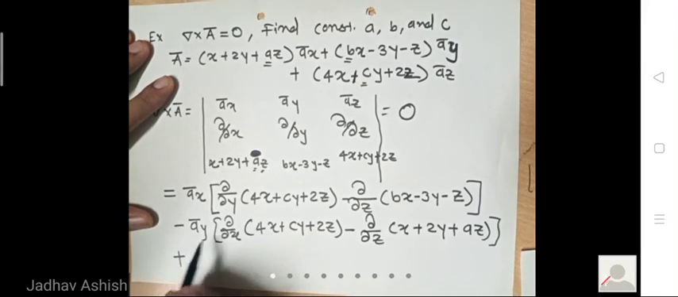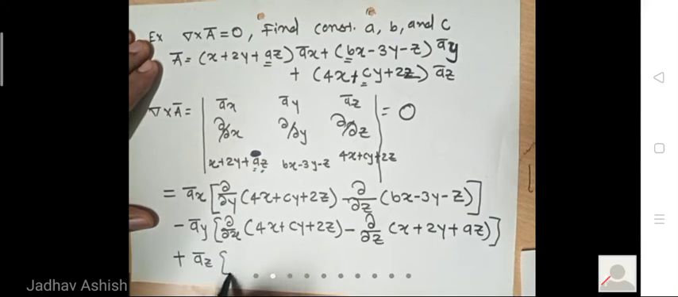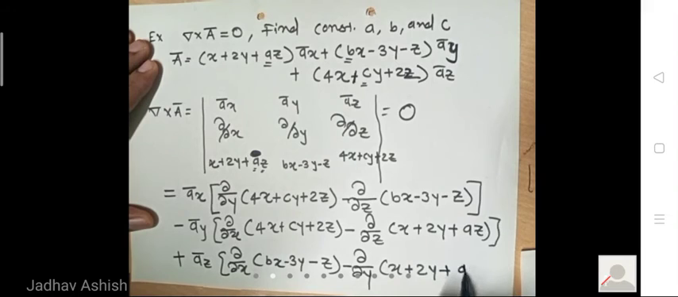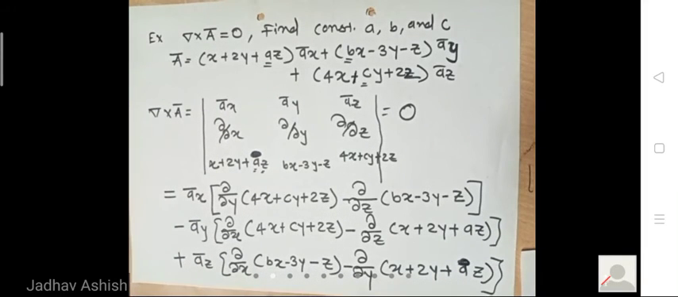Right? Plus a bar z into bracket dou by dou x, bx minus 3y minus z, minus dou by dou y, x plus 2y plus az. Sorry, once again I made the same mistake. This is not a bar, this is az. So is it okay? Are you clear up till now?